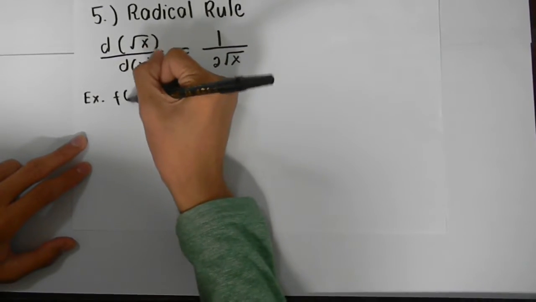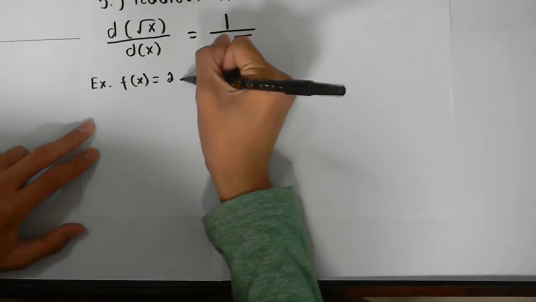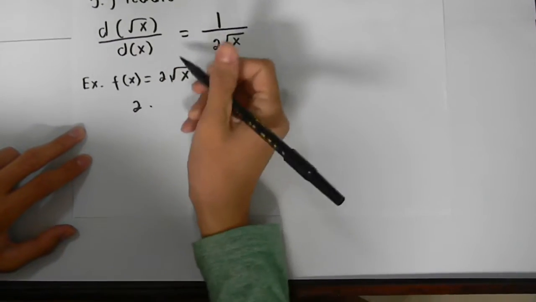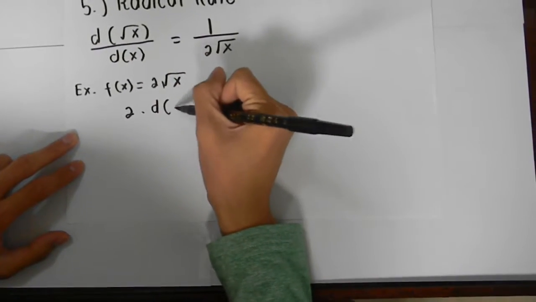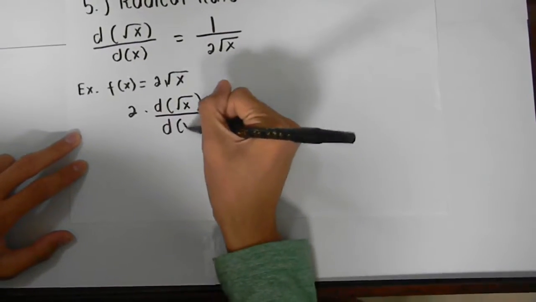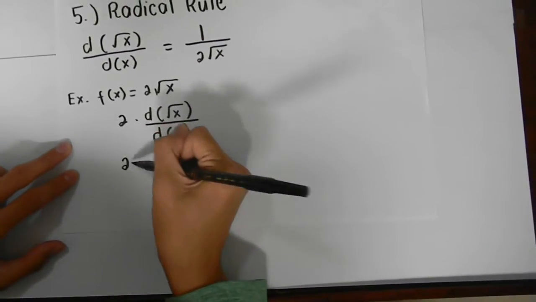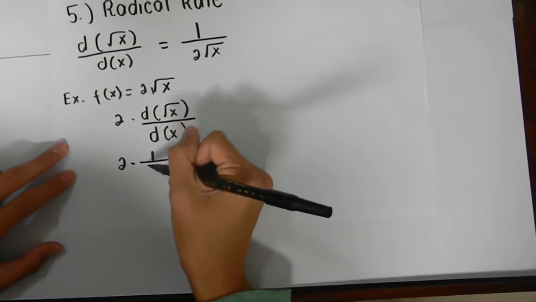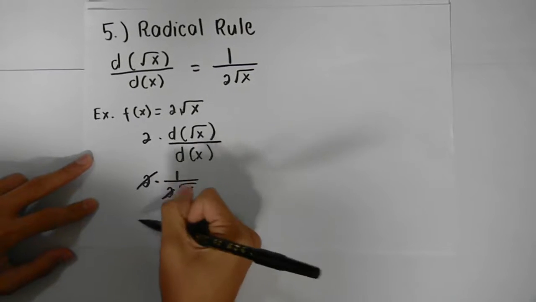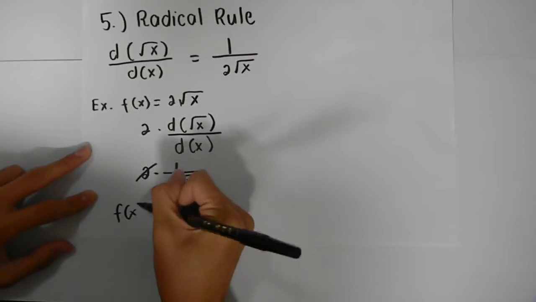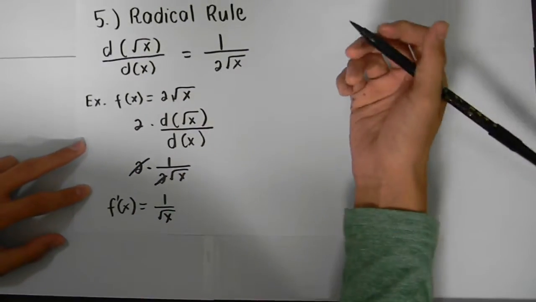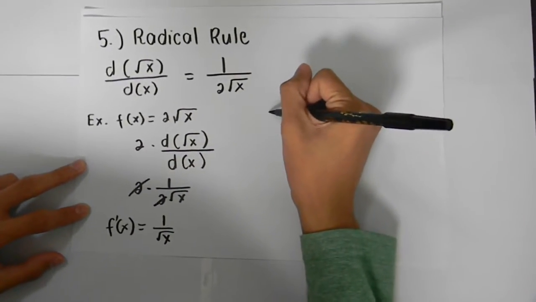For example, if f of x is equal to 2 square root of x, we first get the derivative of square root of x. And by applying the radical rule, we multiply 1 over 2 square root of x to its coefficient 2. Then, by doing cancellation, we now get that the derivative of 2 square root of x is equal to 1 over square root of x.